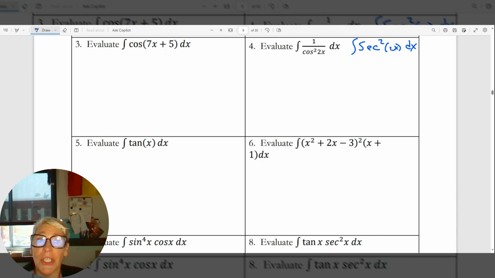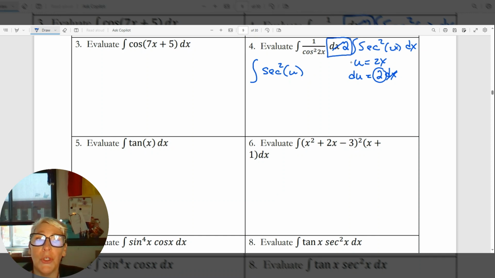However, we do have a function inside a function. We have that 2x nestled inside the secant. So let's call our u 2x. That makes our du 2, but that was a derivative with respect to x. So we're going to rewrite this now as the secant squared of u, and we have the dx, but we're missing the 2.